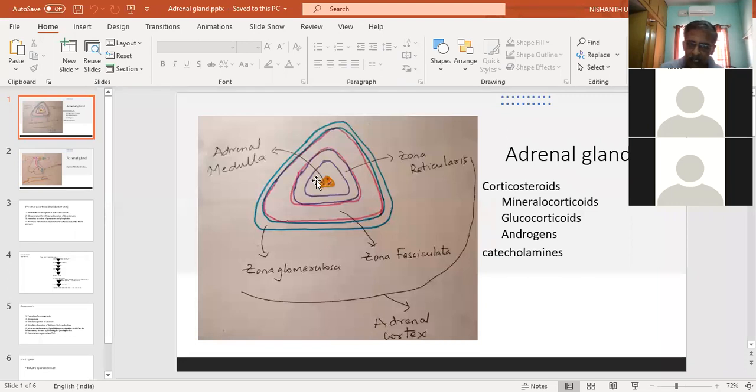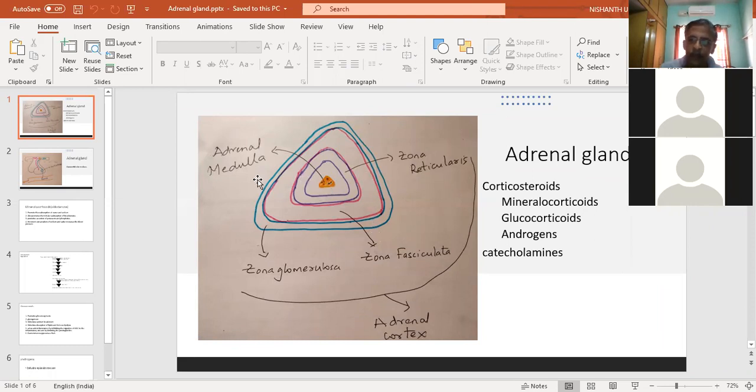And you can see a small structure in the middle, and we call it adrenal medulla. So finally what I am trying to tell is, adrenal gland is divided into two parts, adrenal cortex and adrenal medulla. Adrenal cortex is composed of three layers: zona glomerulosa, which is the outer layer, the middle layer is called zona fasciculata, and the inner layer is called zona reticularis, whereas the inner portion is the adrenal medulla.